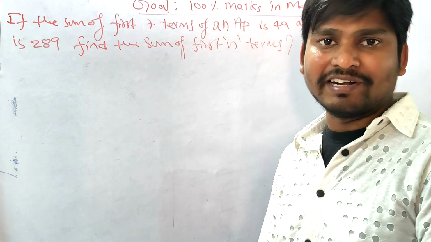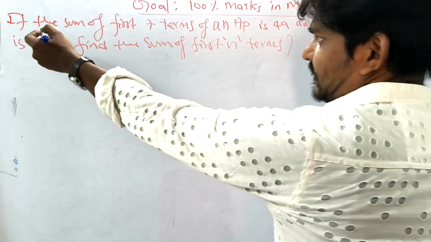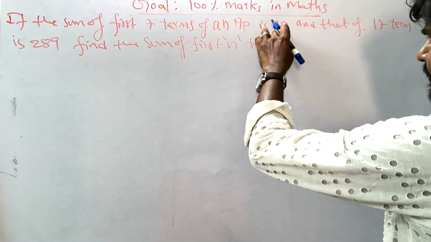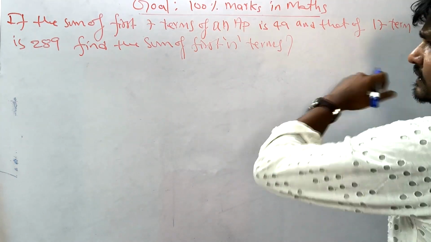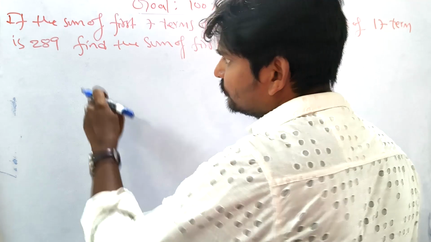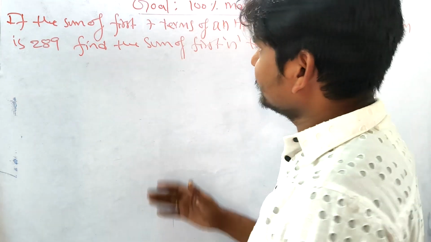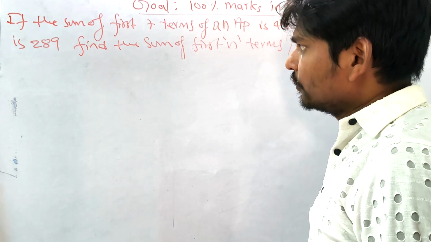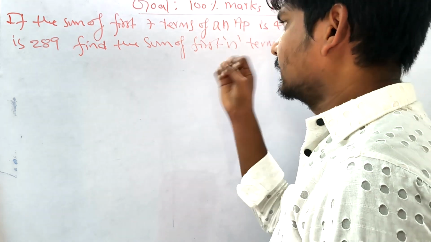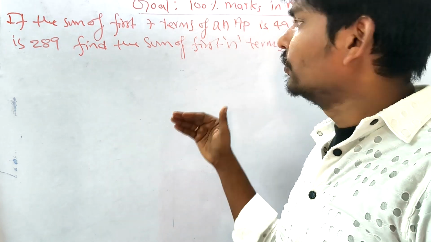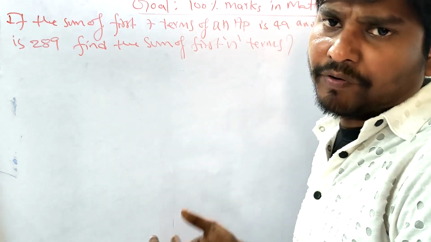That is a somewhat challenging question, right? If the sum of the first 7 terms of an AP is 49 and the sum of 17 terms of that AP is 289, find the sum of the first n terms. In this scenario, we don't know the first term and we don't know the common difference, so how do we find them using this?